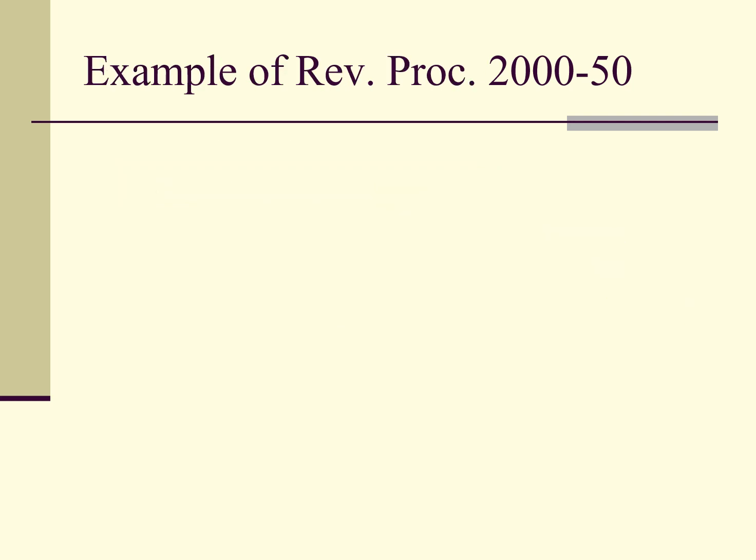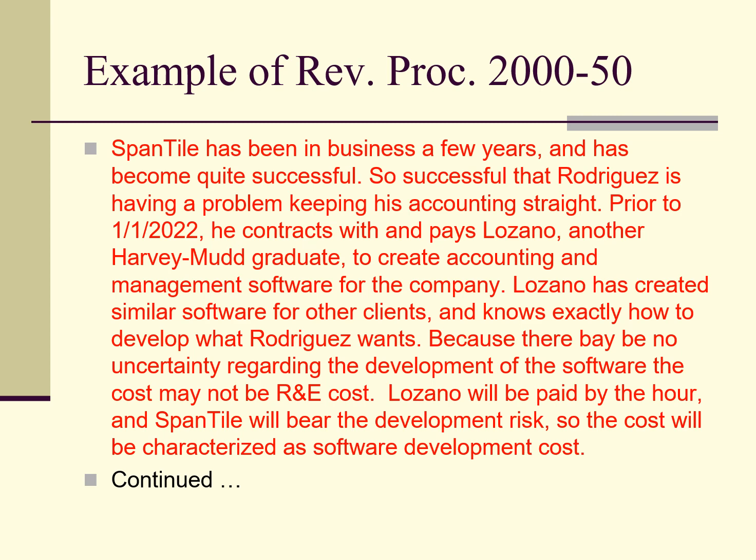Here's an example of software development costs subject to Revenue Procedure 2050. Spantile has been in business a few years and has become quite successful. So successful that Rodriguez is having a problem keeping his accounting straight. Prior to 1/1/2022, he contracts with and pays Lozano, another Harvey Mudd graduate, to create accounting and management software for the company. Lozano has created similar software for other clients and knows exactly how to develop what Rodriguez wants.